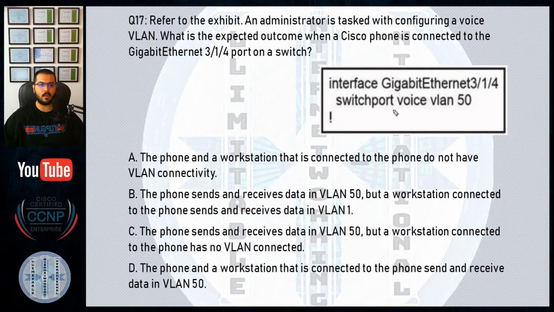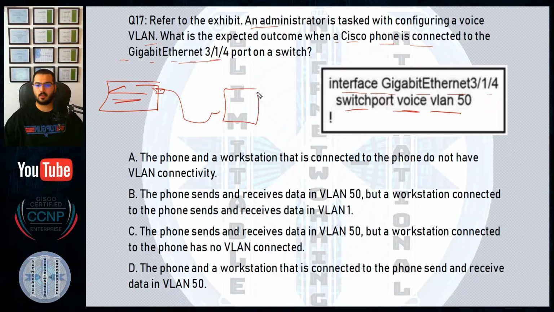Refer to the exhibit. The exhibit shows interface gigabit Ethernet, switchport voice, I hate voice, VLAN 50. An admin is tasked with configuring a voice VLAN. I can see that. What is the expected outcome when a Cisco phone is connected to that interface? So I have a switch, and I have this port, which is gigabit Ethernet 3/14. It is connected to a Cisco IP phone.